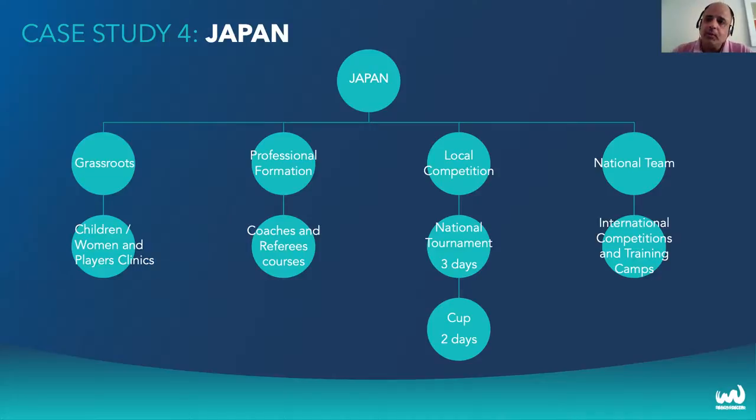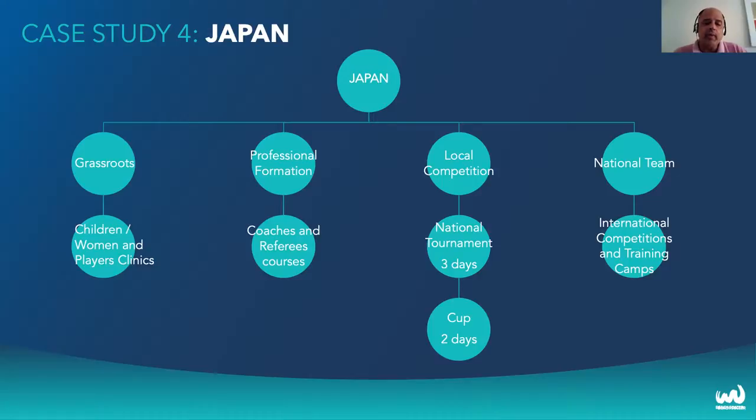Okay, Japan is a good example to talk about, because there we have all the steps and infrastructure to develop beach soccer. The only thing I had the honor and pleasure to implement there was the grassroots and the children clinics. I spoke in the beginning of this presentation that we would talk a little about this. So in Japan, we have the grassroots project with children, women, and player clinics. We have professional formations. Normally, Japan hosts one AFC coaches and referee course, and also one FIFA coach and referee course. For local competition, we have a national tournament there.